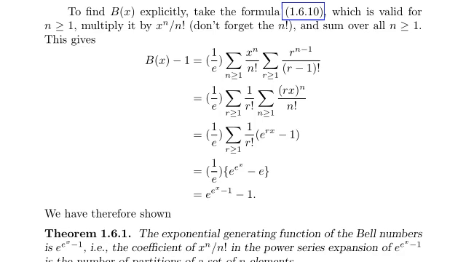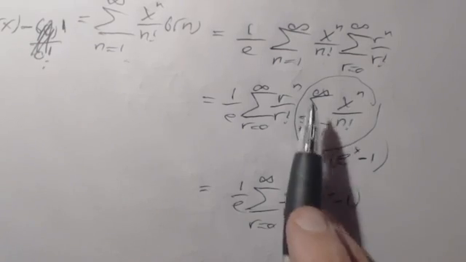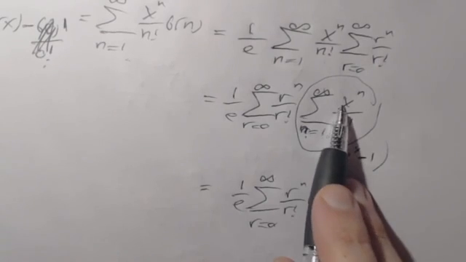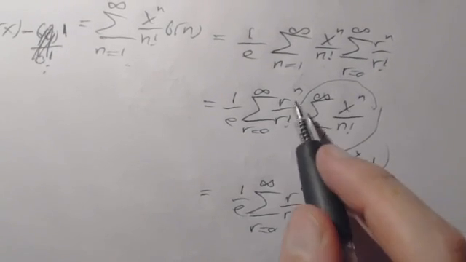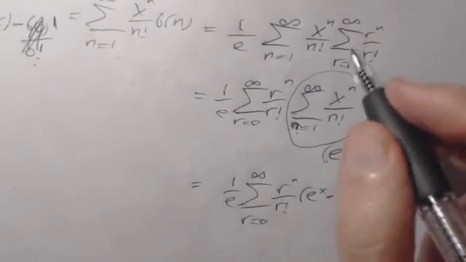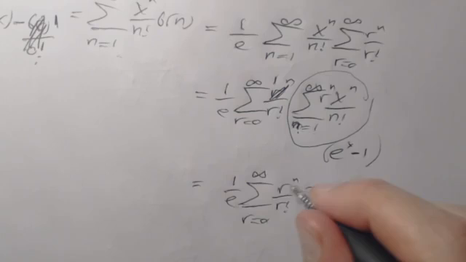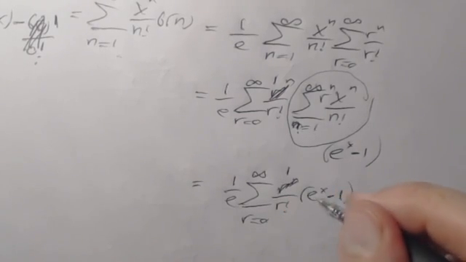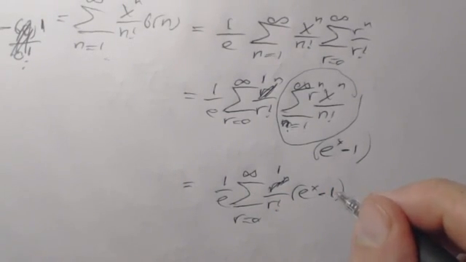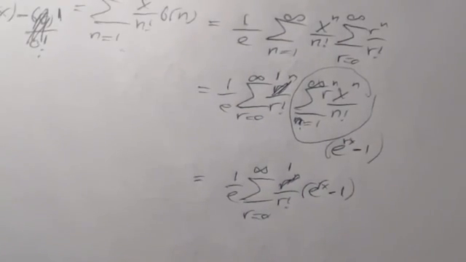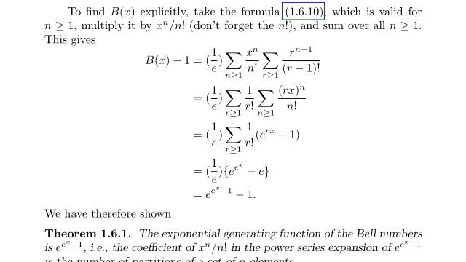However, they left this r to the n inside here, and only took out the 1 over r factorial, which is fine. We don't have to take it out, and so then this becomes 1 over r factorial e to the rx, so it's e to the rx minus 1. Yep, that's what they've got.